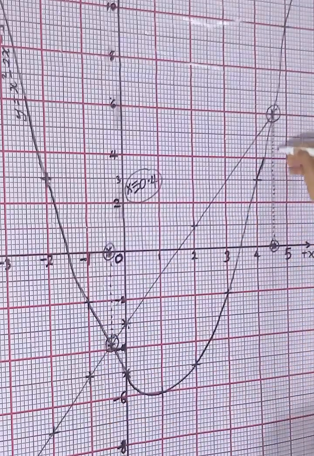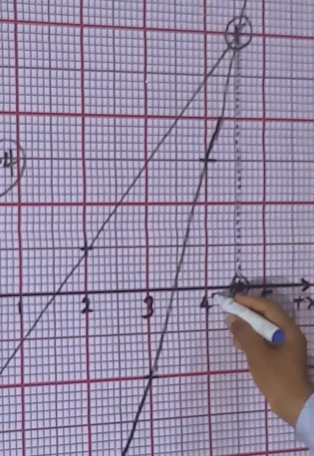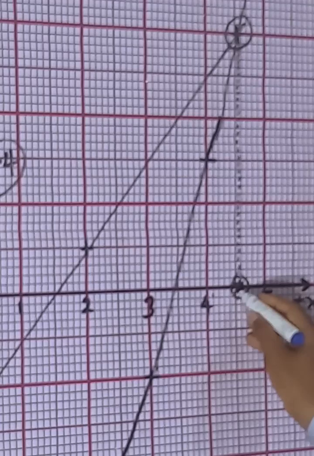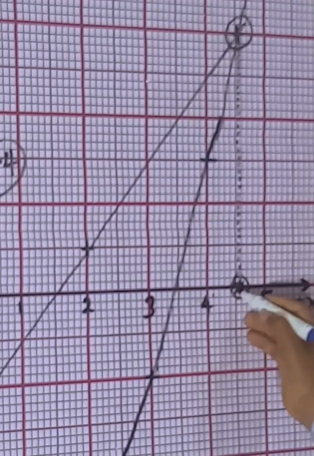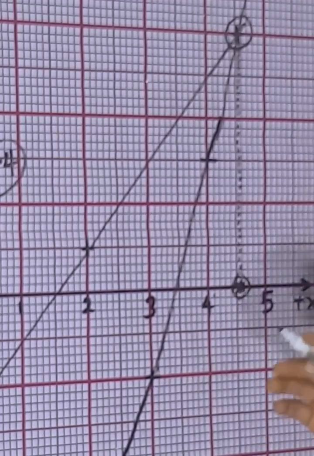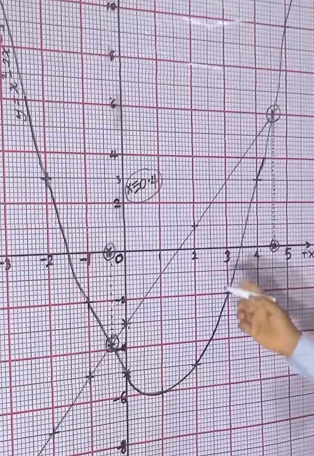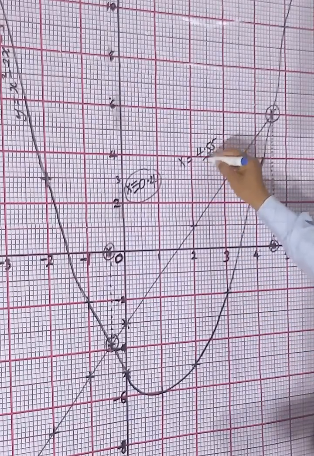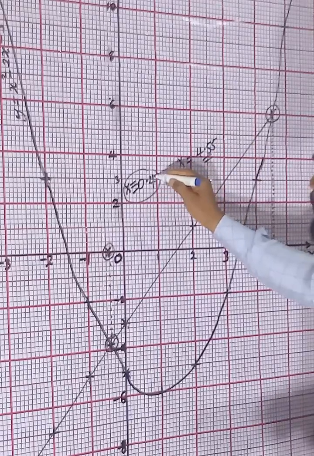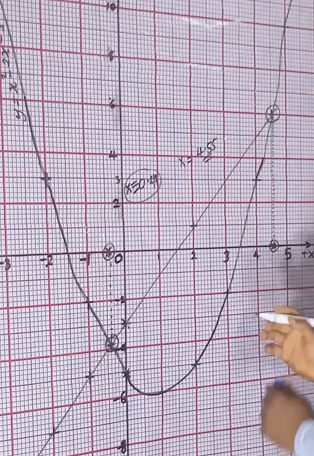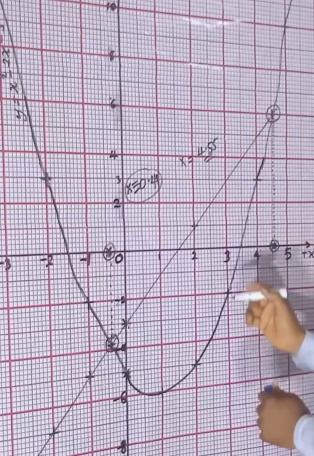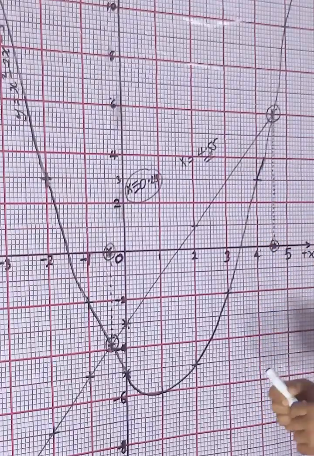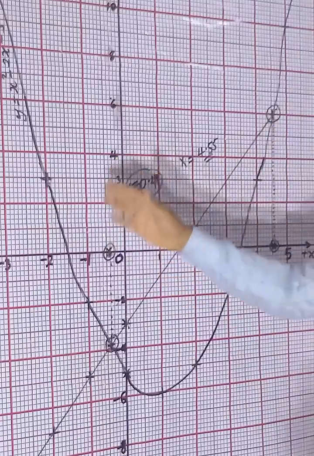Then here, x is 4.1, 4.2, 4.3, 4.4, 4.5, 4.55. In the middle between 4.5 and 4.6 is going to be 4.55. So x is also 4.55. So this is 0.41, and this is going to be 4.55. So these are the solutions to this graph.